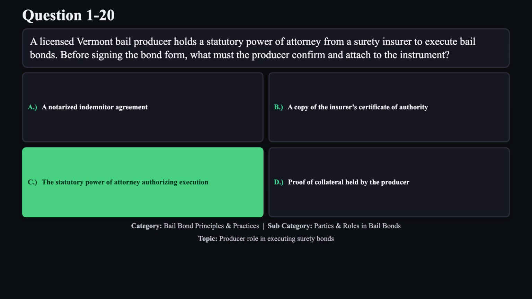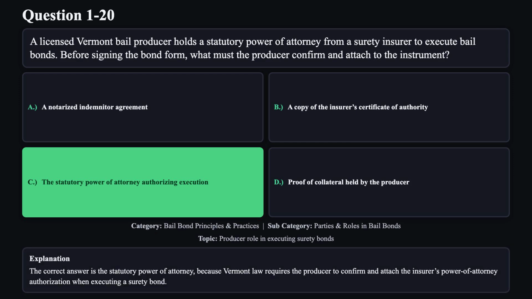The correct answer is C. The correct answer is the statutory power of attorney, because Vermont law requires the producer to confirm and attach the insurer's power of attorney authorization when executing a surety bond.